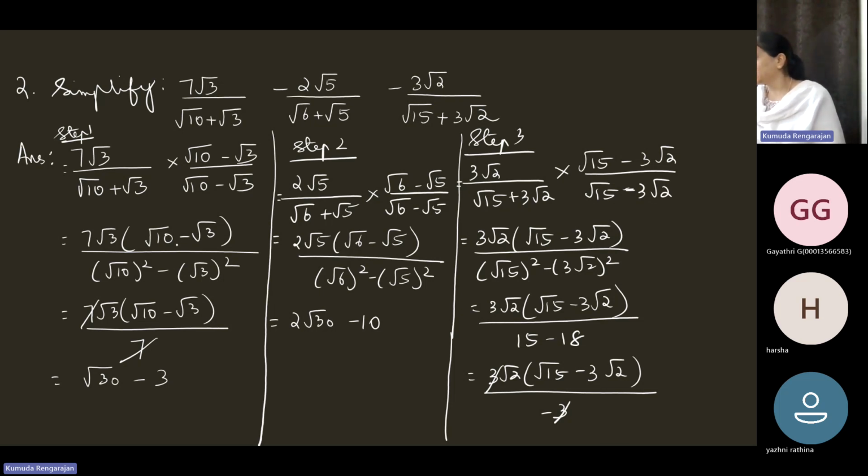Are you all listening? Yes. In step 1, do not multiply 7 root 3 with the terms inside the bracket. We'll just wait for the denominator to happen, and the denominator is to our favor. We got a 7 in the denominator, so 7 and 7 get cancelled.